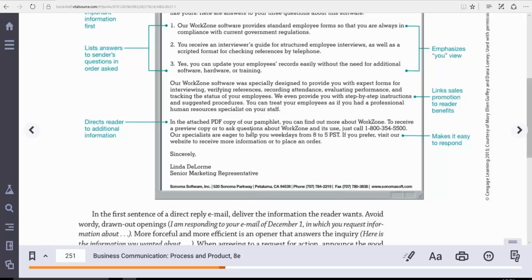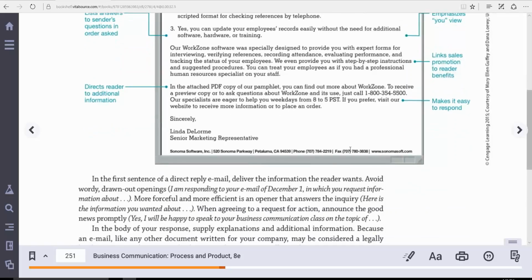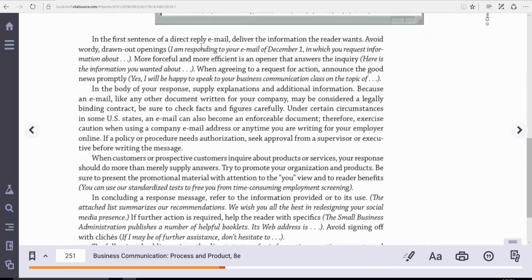To receive a preview copy or ask questions about WorkZone and its use, call this number. Our specialists are eager to help you. This is when they're open. If you prefer, visit our website to receive more information or place an order. It sends a direct reply email, delivering the information the reader wants.